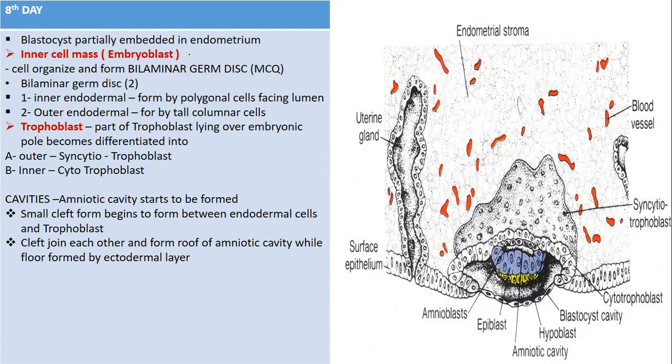The inner cell mass, the embryoblast, cells organize and form the bilaminar germ disc, which has the epiblast and the hypoblast. The epiblast has columnar cells and the hypoblast has polygonal cells. Then we see the trophoblast. The trophoblast makes two layers, the outer syncytiotrophoblast and the inner cytotrophoblast, and the amniotic cavity starts to form, MCQ again. Small clefts begin to form between the endothelial cells and the trophoblast. The clefts join the amniotic fluid, while the fluid is formed by the endodermal cells. So it might come in the MCQ.